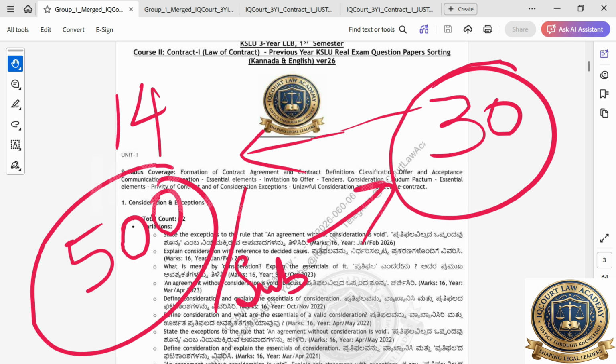It's not a thing. If someone is telling you that they are god and these questions will come in the exam, you should not believe that. Don't trust them. Ask for the proof. We are revealing the proof.